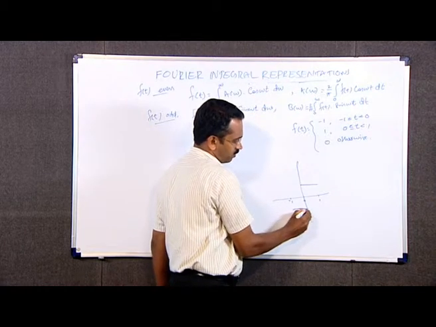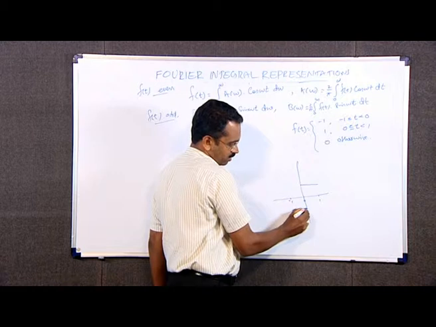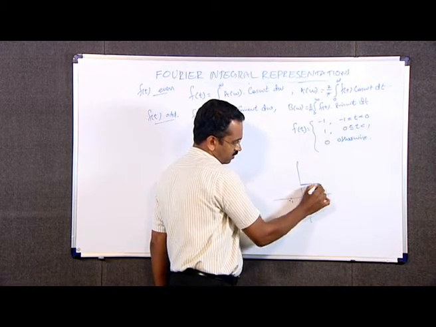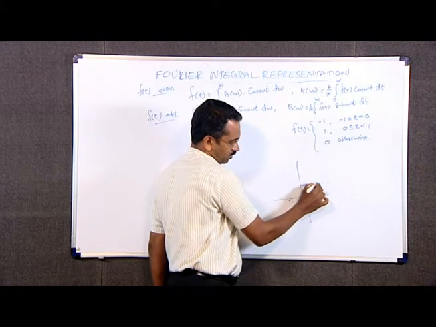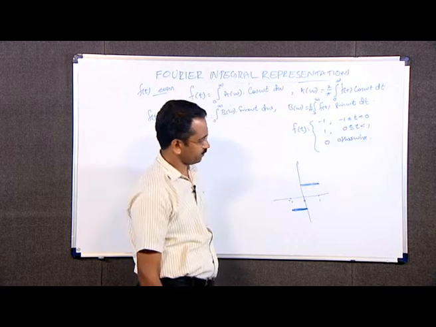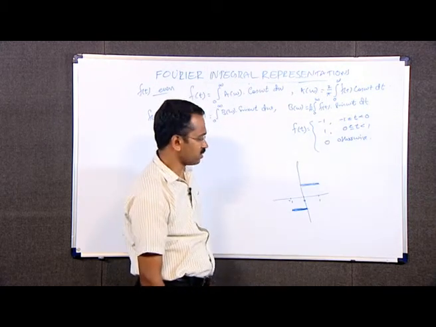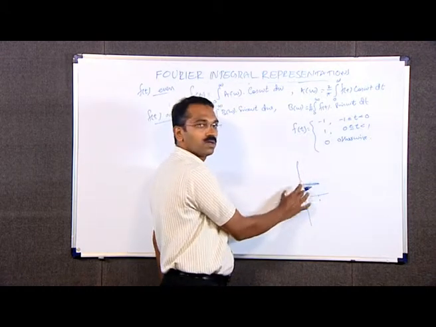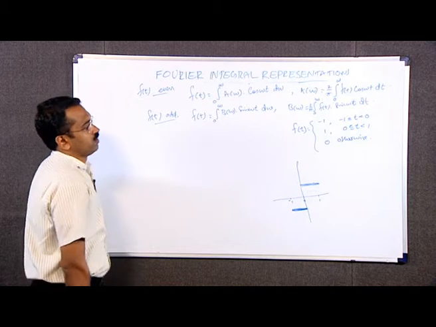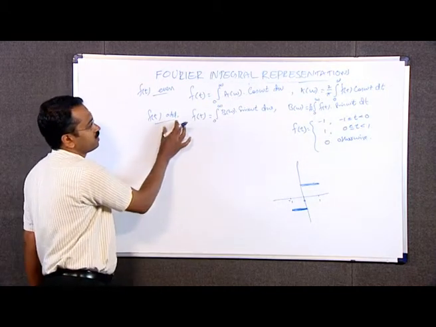Therefore, a portion of the graph is towards the left side here, and here 1 unit in the rightward direction, and in all the other cases the function is defined as 0, so this function is an odd function. The corresponding integral representation is the one for the odd case.